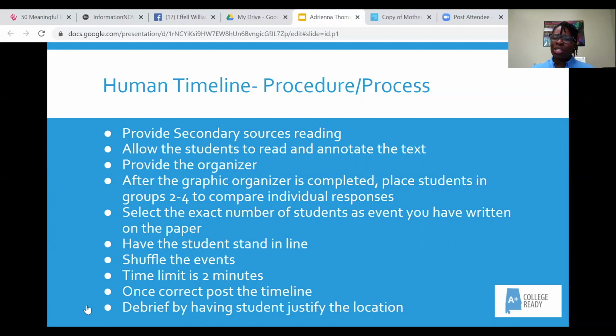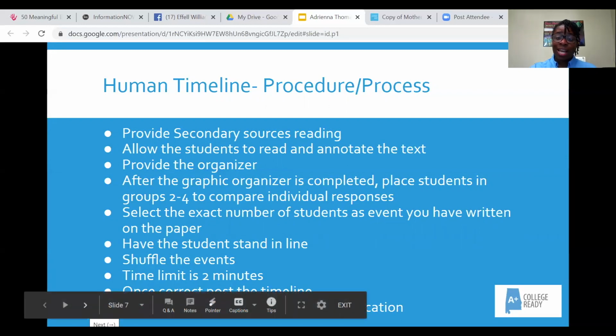Then you're going to start debriefing and saying, okay, why did we decide to put this event first? Why did we decide to put this event in 3rd place? And I believe this human timeline not only teaches the students how to put things in order, but helps them understand why it's in that order.